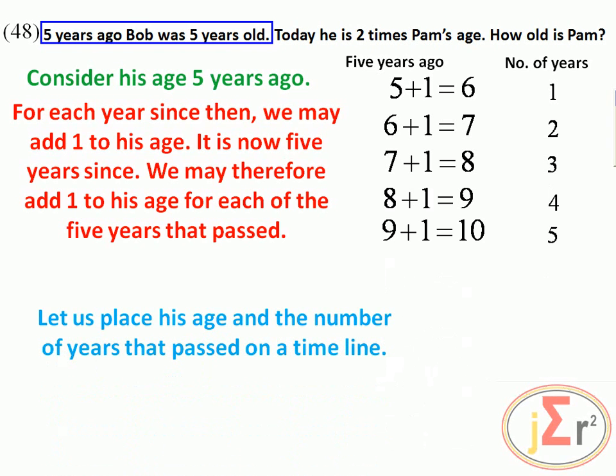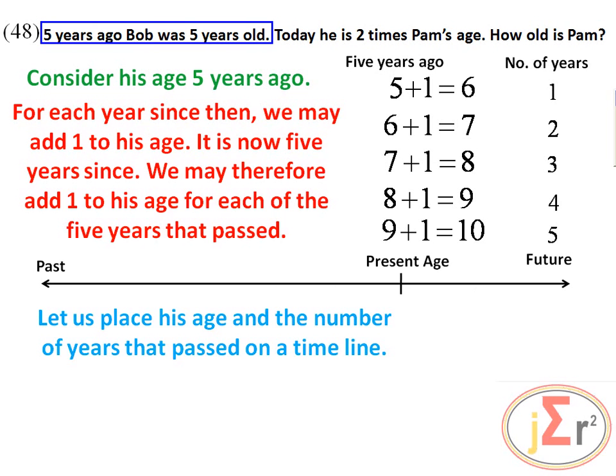Now we will take a final approach in showing that his age is actually 10 years old. So let us place his age and the number of years that passed on a timeline. Present age that we do not know as yet. And we put that on a timeline. Past, present, and future. Let us go back in time 5 years. So from the present, we are going back how many years? 5.